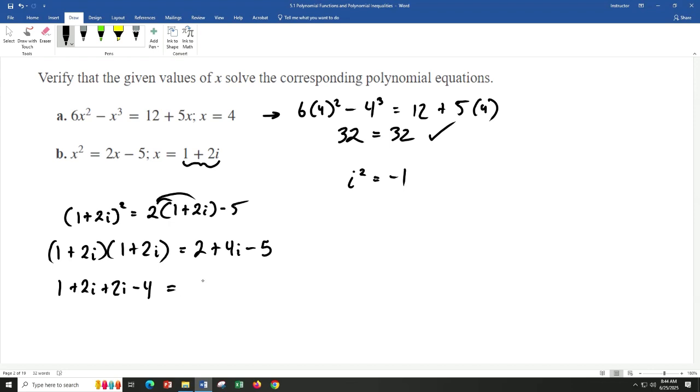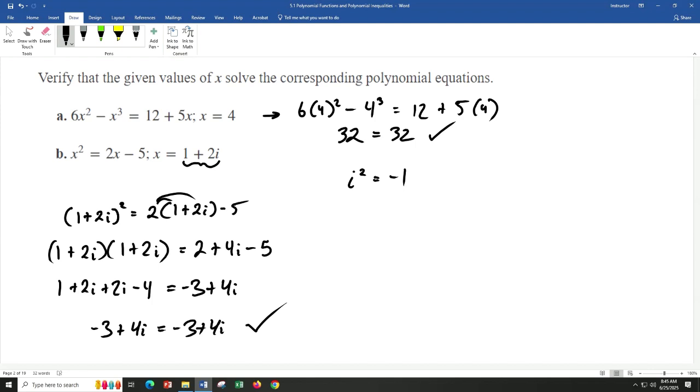Clean up this side. 2 minus 5 is going to give me -3 plus 4i. Then we got to clean up the other side. 1 minus 4 is going to give me a -3 plus 4i is equal to -3 plus 4i. So does that work out? Good with that? I mean, that's pretty straightforward.